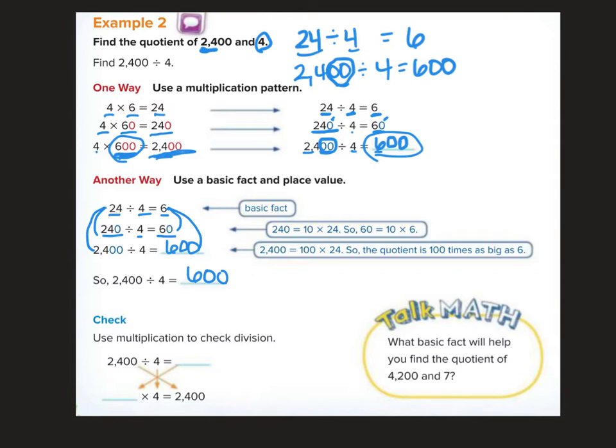Okay, so we can use multiplication to check division. What are all of these? Holy smokes. Okay, so if we know that 2,400 divided by 4 is 600, then I can check. Well, what is 600 times 4? 6 times 4 is 24. Then look, 2 zeros, 2 zeros, 2,400. Checks out. Let's give it a check mark.